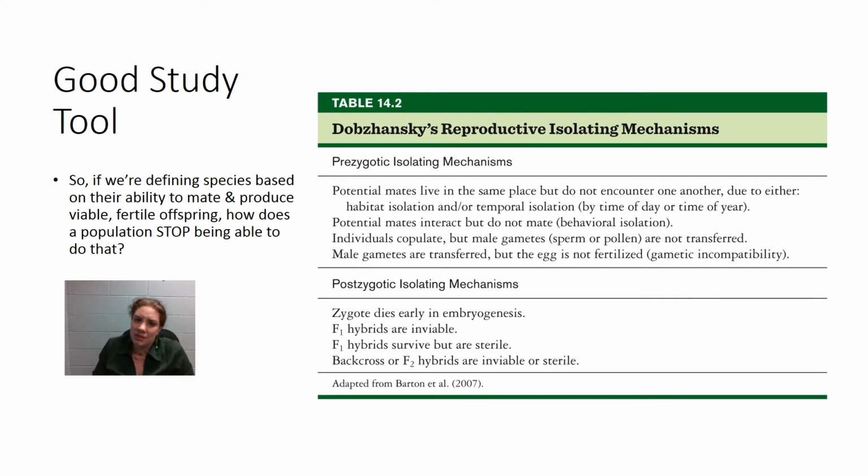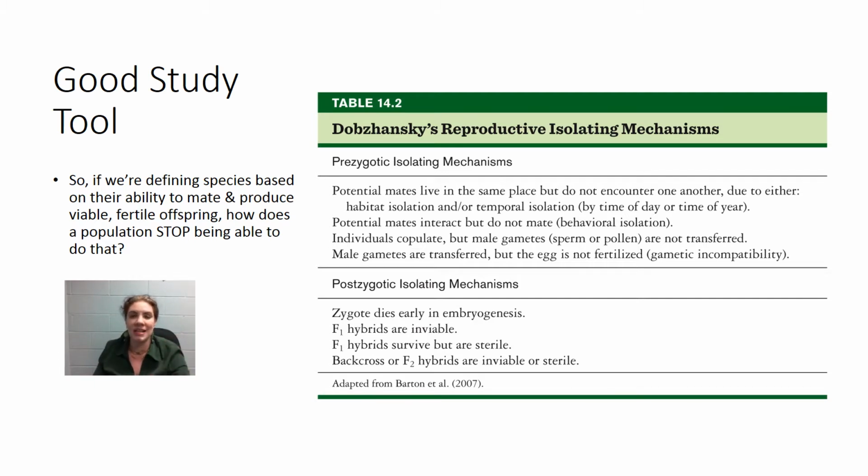So that brings us to an interesting question. If we're defining a species based on its ability to interbreed, when does that stop? Like, how do you keep things from mating with each other and producing offspring, because that's the other part of that. So Dobzhansky actually came up with a set of criteria for this, or a set of ideas on how this could play out. This is actually a pretty good study tool. He divided this into two main categories.